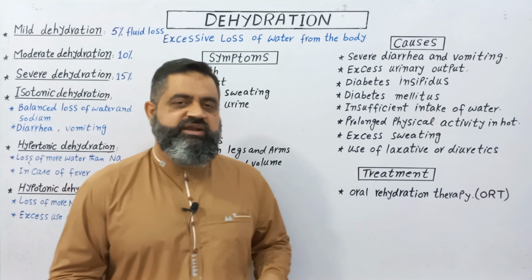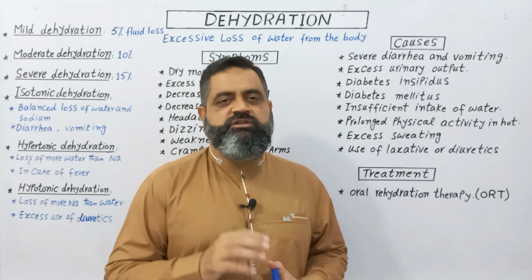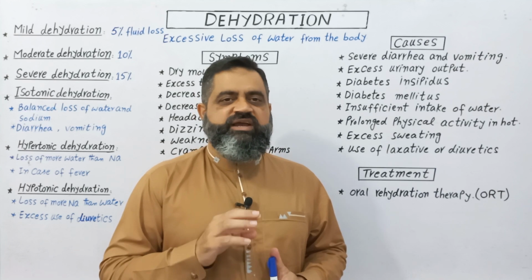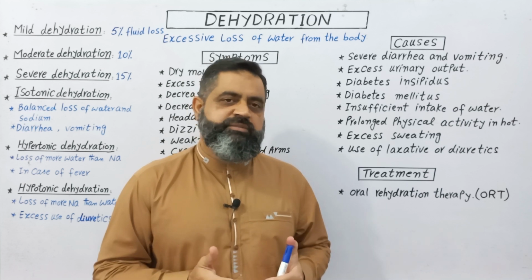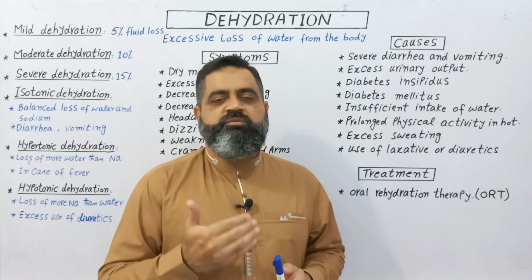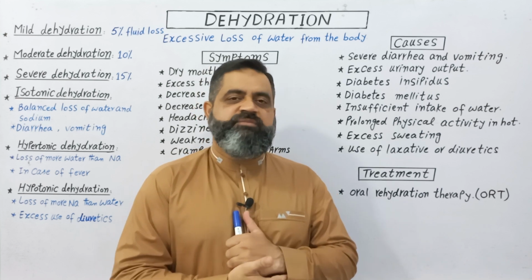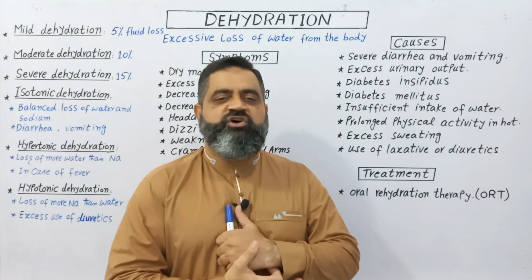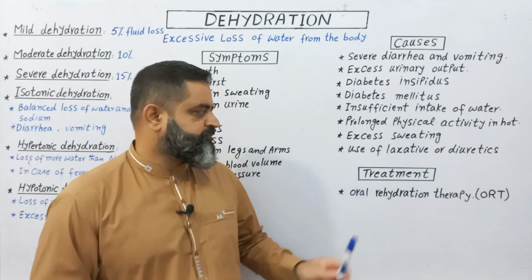Use of laxatives and diuretics. Laxatives are certain medications which are used in constipation, while diuretics are used in certain diseases like high blood pressure to remove the excessive amount of water from your body. So excessive use of these medicines can remove water and electrolytes from your body, which can lead to dehydration.